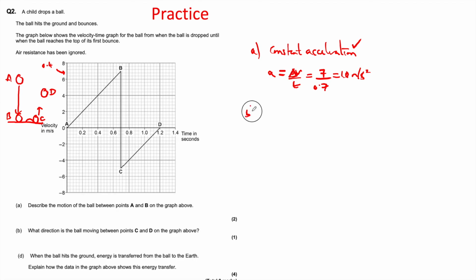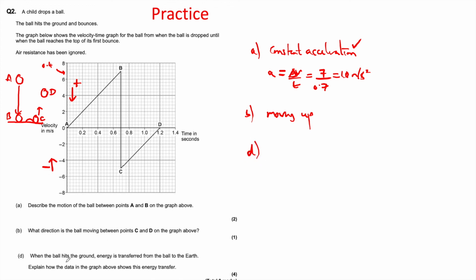And then part B, what direction is the ball moving between C and D? Well, of course, this is positive velocity, which is going down. This is negative velocity, so it must be moving up rather than down.